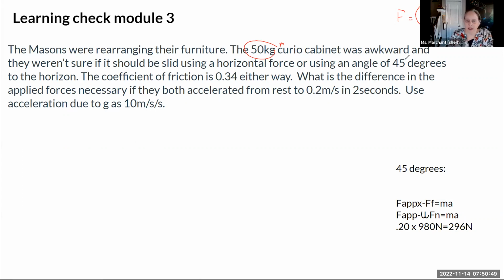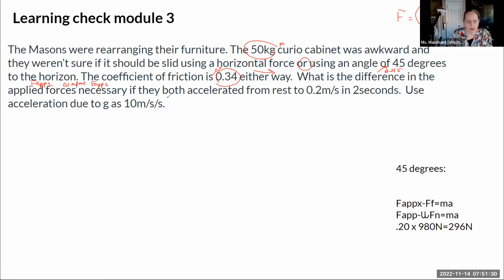Okay. The curio cabinet was awkward and they weren't sure if it should be slid using a horizontal force or using an angle of 45 degrees to the horizontal. So we might have a theta that we're dealing with, so we need SOHCAHTOA, or we might not. So it looks like we're going to be doing it both ways. The coefficient of friction is 0.34, that's our mu. What is the difference in applied forces? So I'm going to need to find the force applied for condition 1, and I'm going to compare that to the force applied in condition 2.